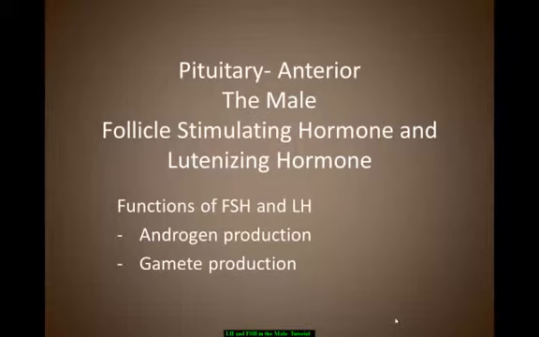This is a tutorial that will discuss follicle-stimulating hormone and luteinizing hormone, which stimulates the production of androgens. This particular tutorial will focus on these two hormones in the male, and these hormones are generated by the anterior pituitary. The functions of follicle-stimulating hormone, abbreviated as FSH, and luteinizing hormone, abbreviated as LH, include androgen production as well as gamete production.